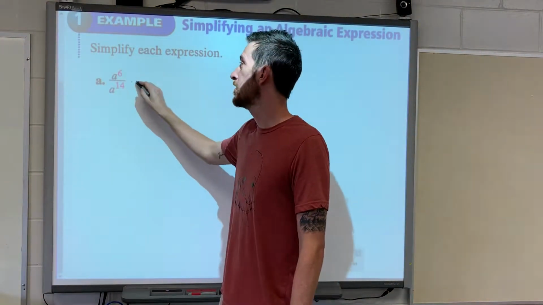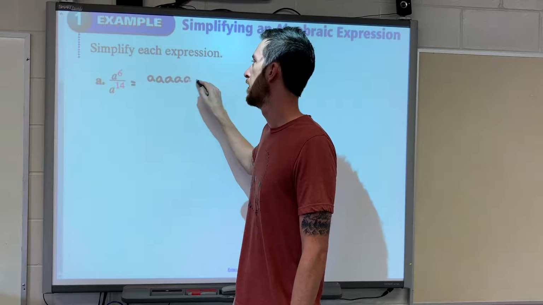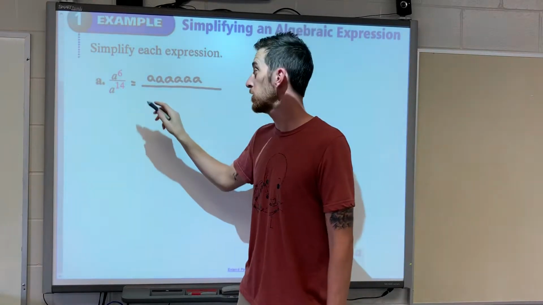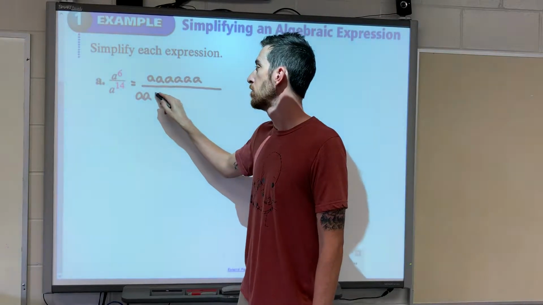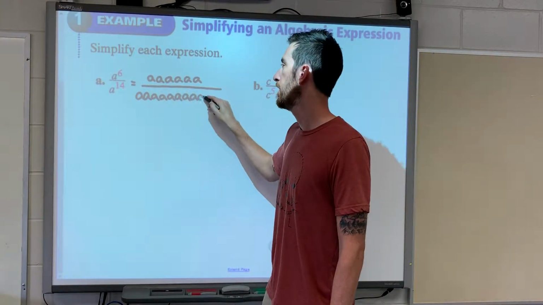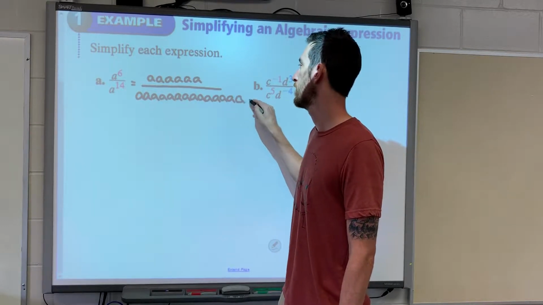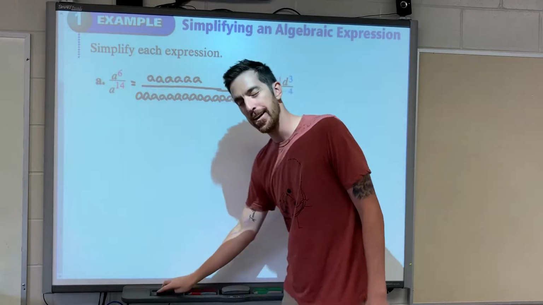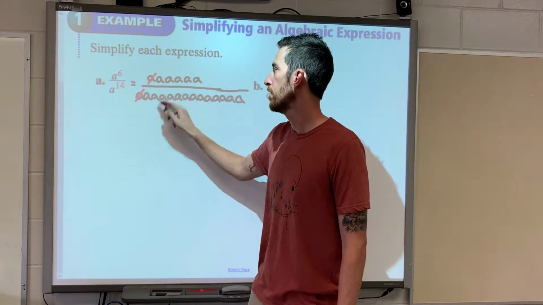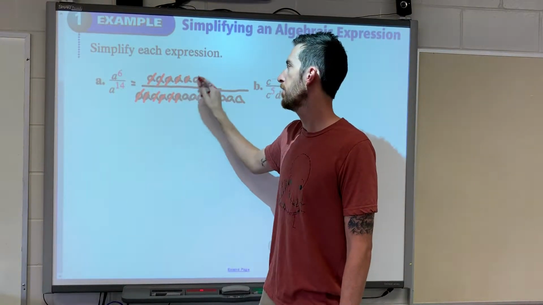8 to the 6th is if you had 6 A's on top. 8 to the 14th would be if you had 14 of them. 1, 2, 3, 4, 5, 6, 7, 8, 9, 10, 11, 12, 13, 14. Wow, that's obnoxious. And you're like, oh, we can simplify. We can cross off an A for an A, A for an A, A for an A, A for an A, A for an A, A for an A.